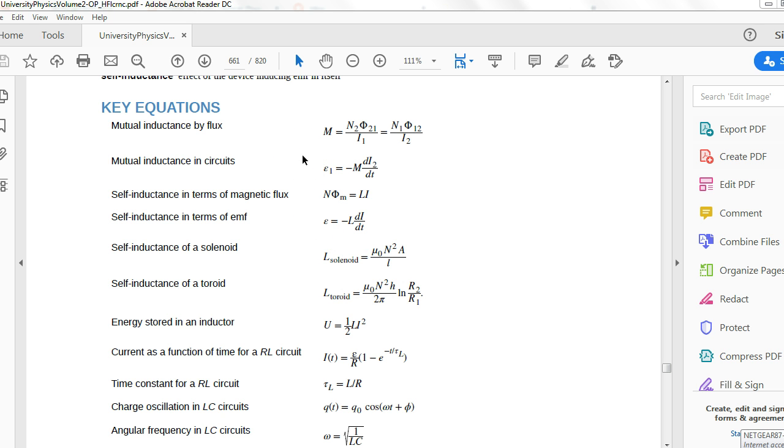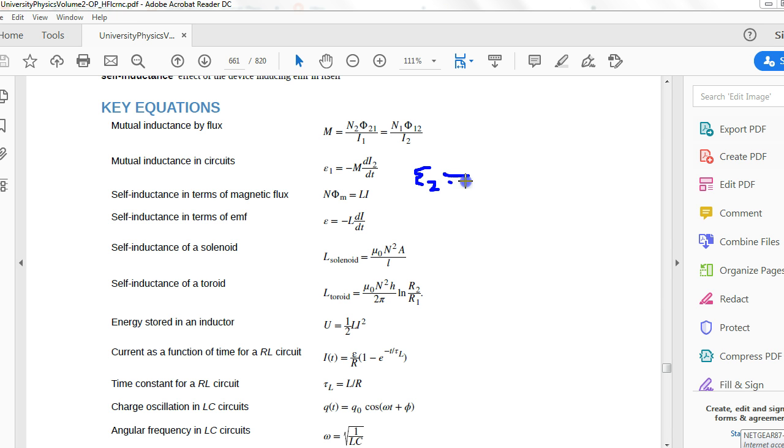But here's the thing about mutual inductance, and the reason it's called mutual. If we look at the flux in 2 due to 1, the number of turns in 2, over the current in 1, that's equal to the number of turns in 1 times the flux in 1 due to 2 divided by the current in 2. So there's a symmetry. This mutual inductance is the same for E1 equals minus M di2/dt as it is for E2 equals minus M di1/dt, right?